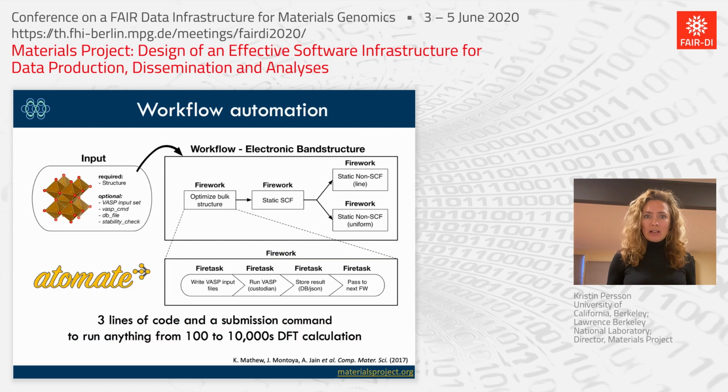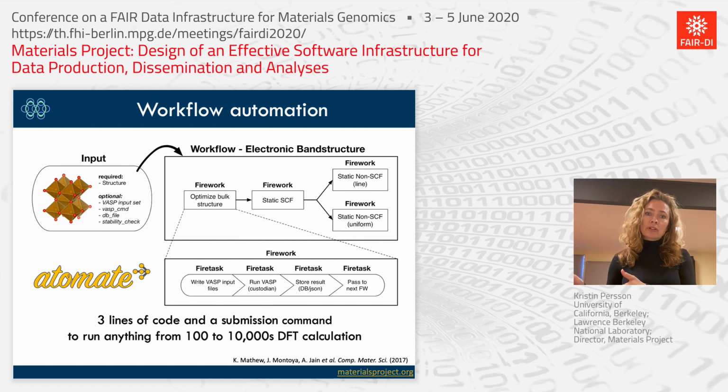To give you an idea of how these dynamic workflows operate, this is a slide that tells the story. If you want to calculate, for example, the band structure or the density of states of a material, you may start with optimizing the bulk structure, which includes a lot of different small tasks that you modularize. So you write the input files, you run the code of your choice, you store the result, and you pass it on to the next firework. Then you do a static calculation, and then you do a line mode as well as a uniform calculation.